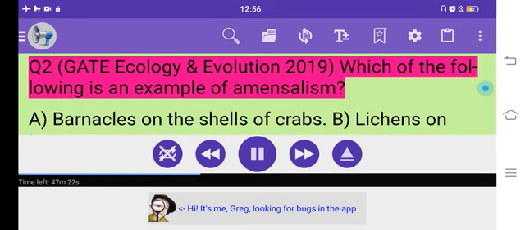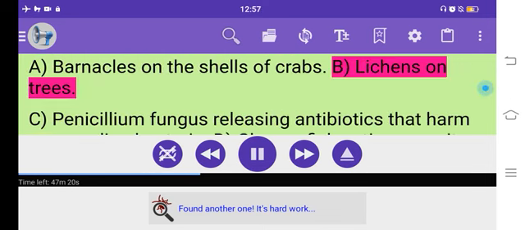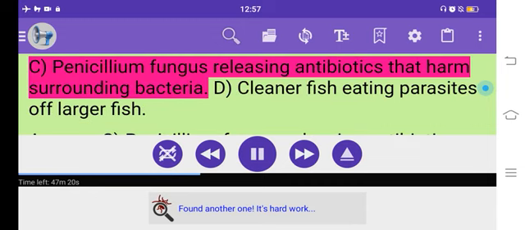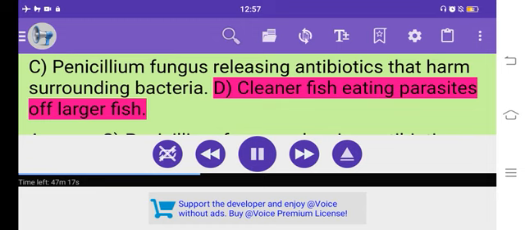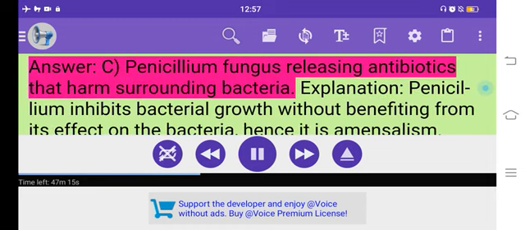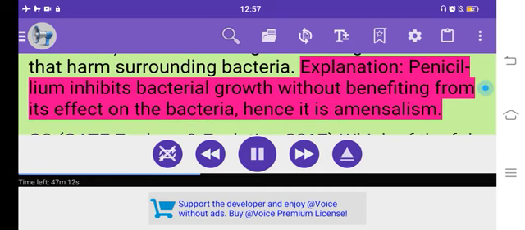Q2, GATE Ecology and Evolution 2019. Which of the following is an example of amensalism? A. Barnacles on the shells of crabs. B. Lichens on trees. C. Penicillium fungus releasing antibiotics that harm surrounding bacteria. D. Cleaner fish eating parasites off larger fish. Answer. C. Penicillium fungus releasing antibiotics that harm surrounding bacteria. Explanation. Penicillium inhibits bacterial growth without benefiting from its effect on the bacteria, hence it is amensalism.